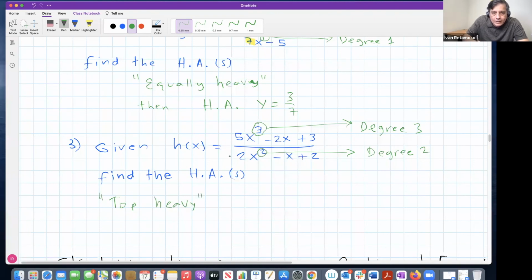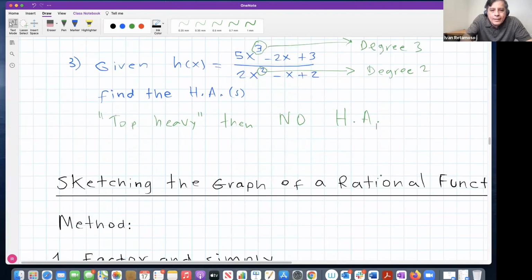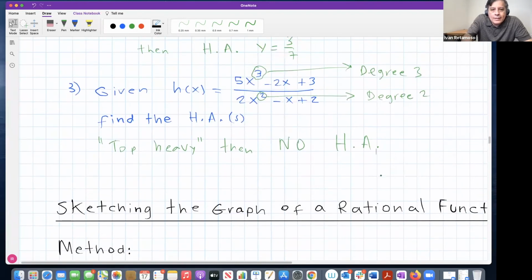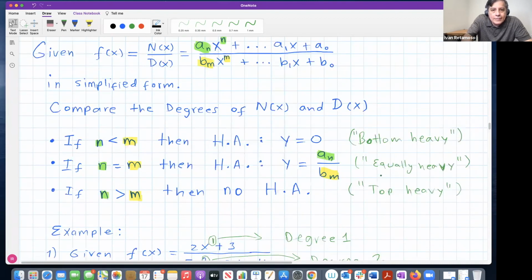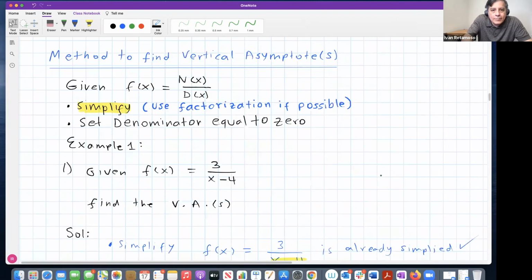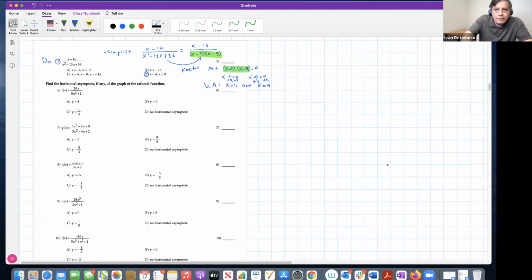The dominant is on the top, right? But then the conclusion is no horizontal asymptote. You will see a choice for this, okay? No horizontal asymptote. Very good, guys. Very good. Excellent. Now, let me ask you to practice. Let me give you some practice here, and then we will move on to graphing these rational functions, and probably we'll do some stuff with slant asymptotes, right?